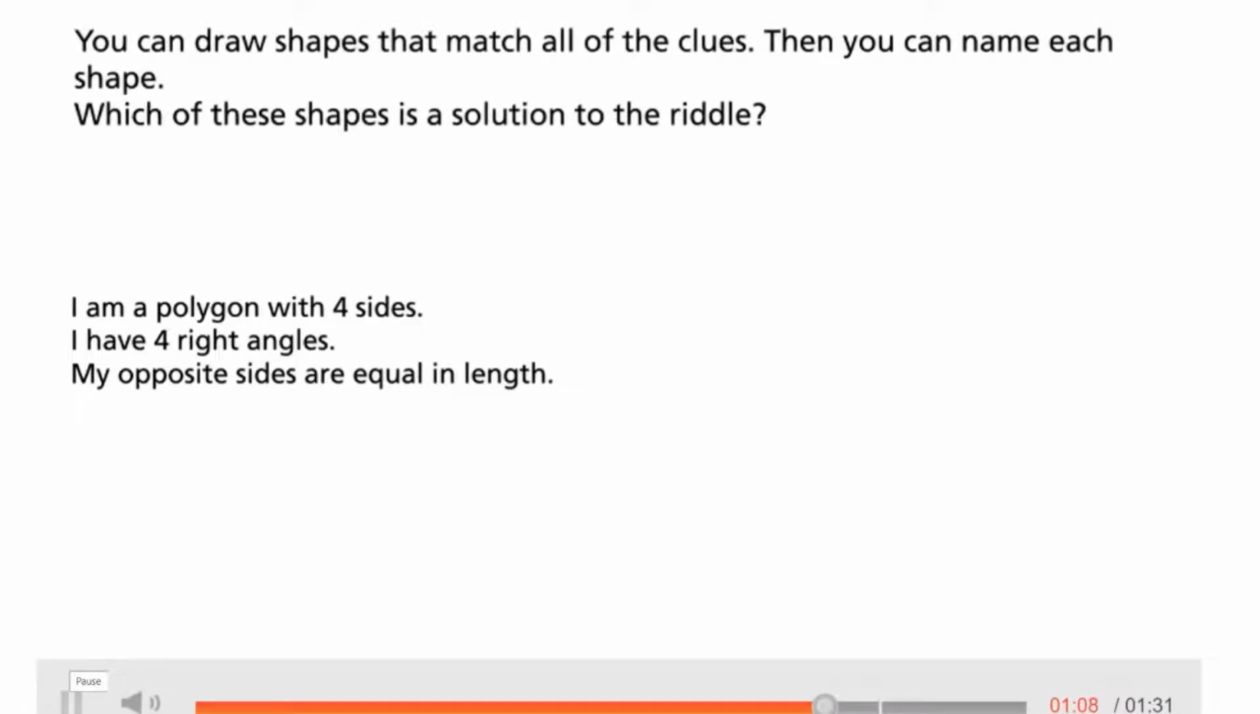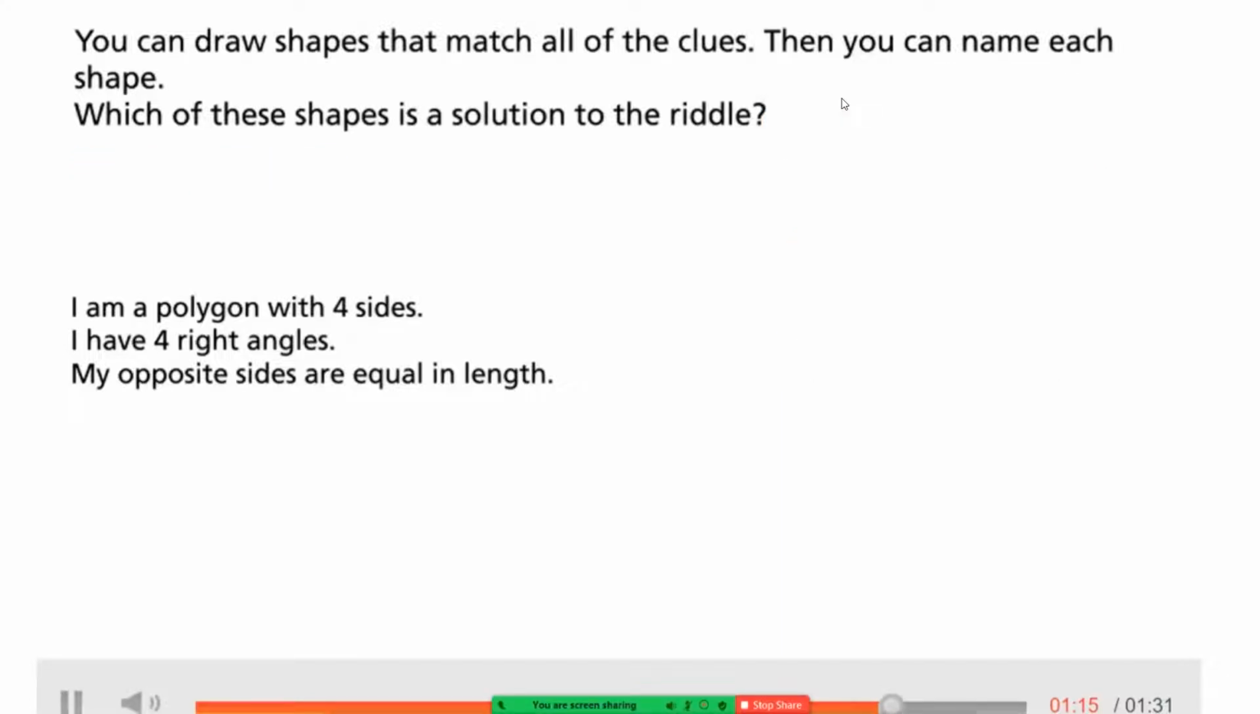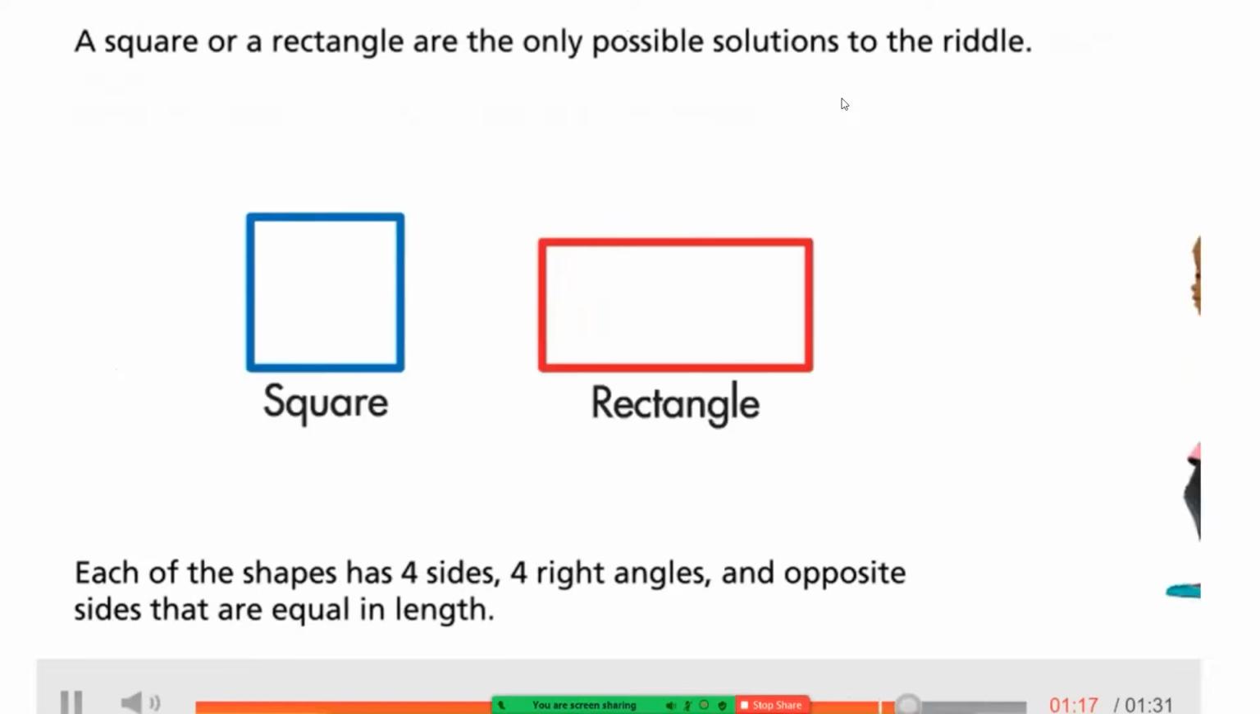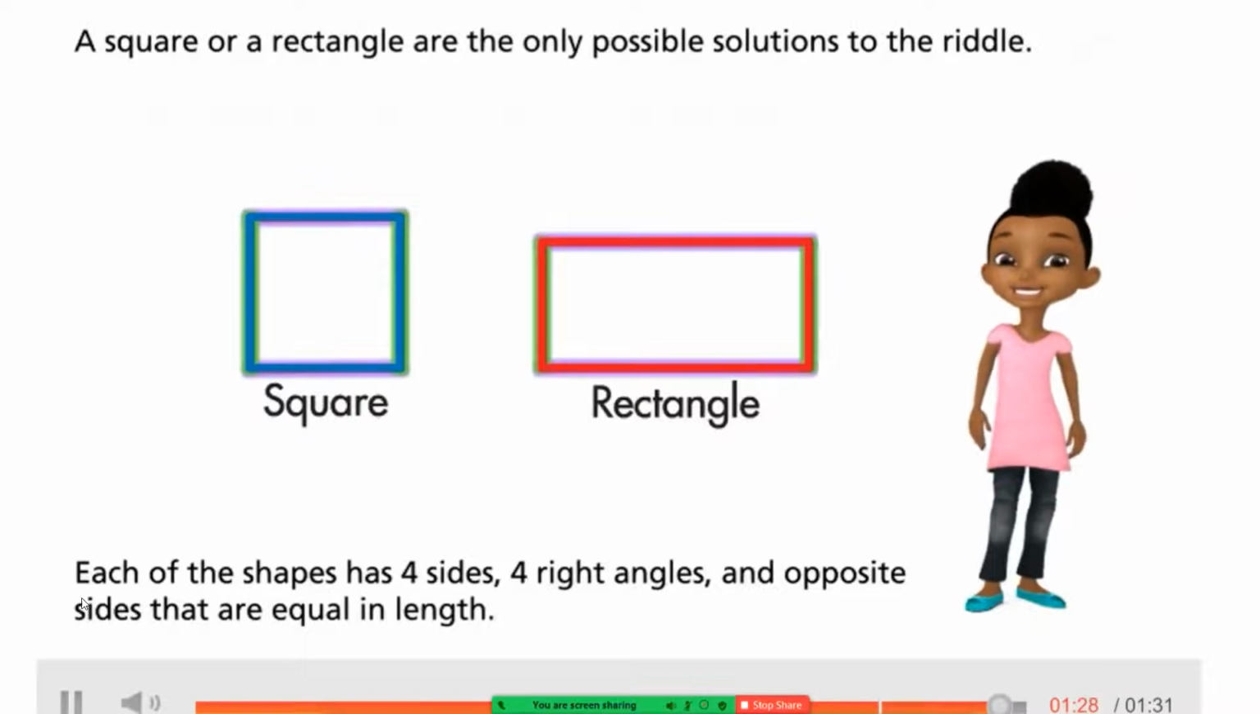You can draw shapes that match all of the clues. Then you can name each shape. Which of these shapes is a solution to the riddle? Select your answer. A square or a rectangle are the only possible solutions to the riddle. Each of the shapes has 4 sides, 4 right angles, and opposite sides that are equal in length.